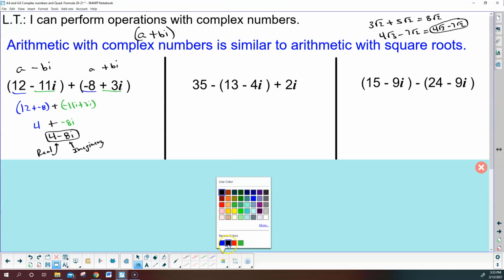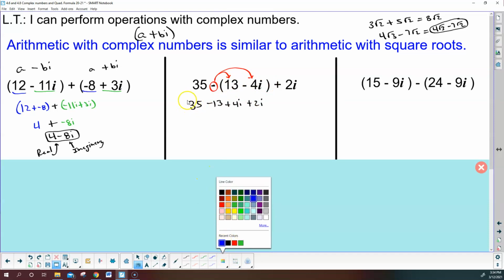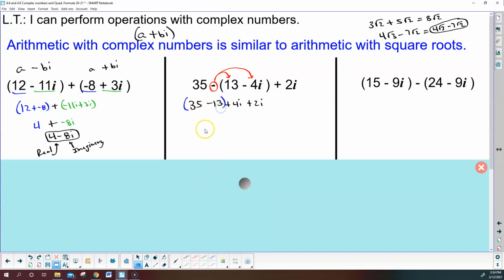Okay, so let's go back. These are just a little bit trickier. Some things you have to deal with order of operations. This whole parentheses is being subtracted. So what I need to do is change the signs first. So it's like you're distributing that negative. So I'm going to take the 35, and then this will be minus 13, and then a negative gives it a plus 4i, and then plus 2i. So the signs changed inside of the parentheses. And now it's already set up nicely. I've got 35 minus 13. So what is that? 22.